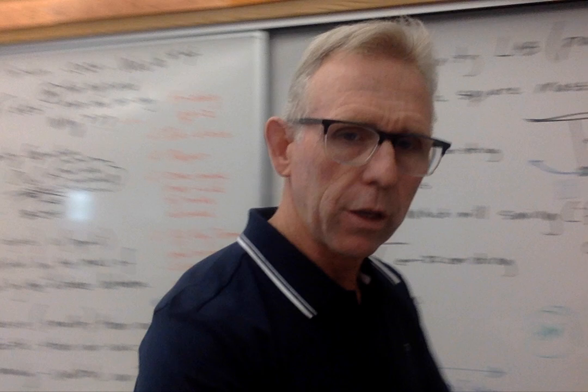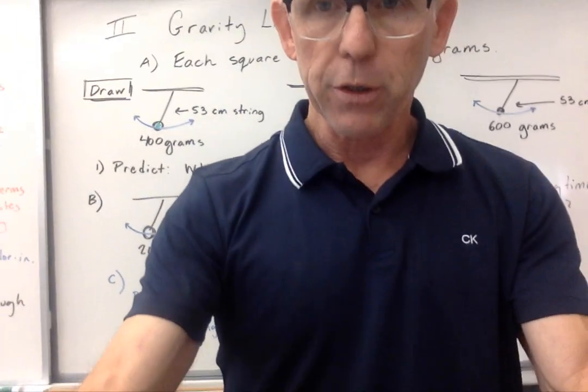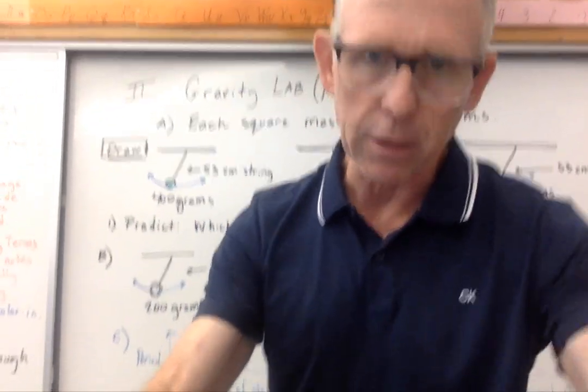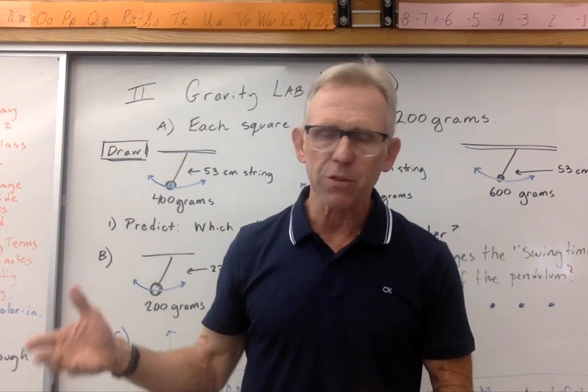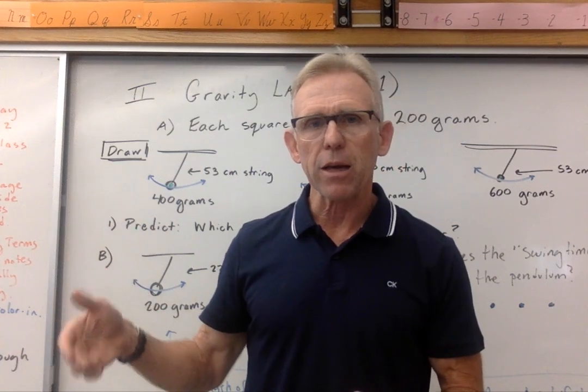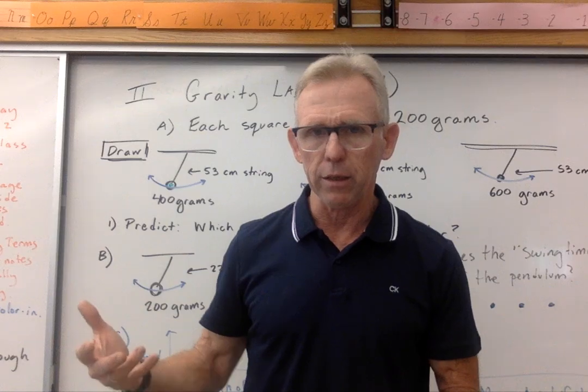In other words, if we control for the variables, the length of the string is what really matters when it comes to determining the period of a pendulum. And that makes sense if you think about what we learned from Galileo. In other words, that the mass of the object does not matter when it comes to how quickly it falls.